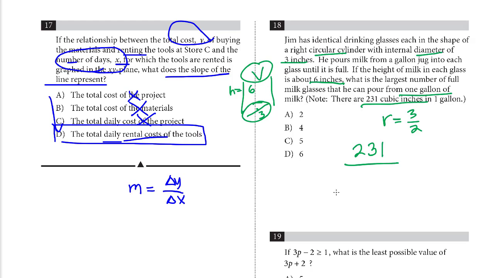So the volume of each cup for a cylinder is going to be pi r squared, which is the area of the base, times the height. And what does that equal in this case? 231 divided by pi. And remember, r squared is 3/2 squared. So that's going to be 9/4 or 2 1/4. Okay, I'll write that as 2 1/4 for decimal for right now. Okay, and the height is 6.